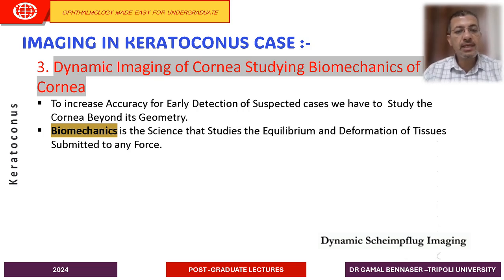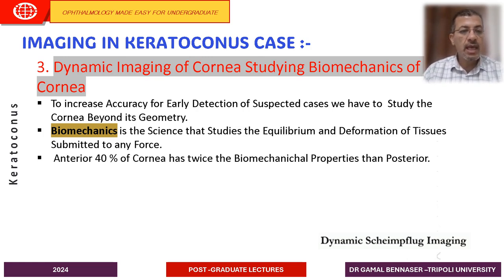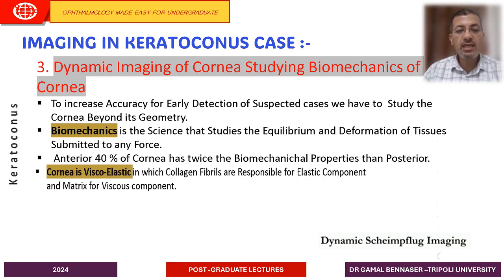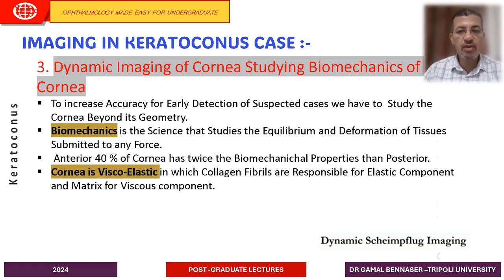So biomechanics is the science that studies the equilibrium and deformation of tissues submitted to any force. And as you know, the anterior 40% of the cornea has twice the biomechanical strength of the posterior part of the cornea. That's why we are concentrating, especially in cross-linking, on making the posterior part of the stroma stiffer than normal, so as to prevent the progression of keratoconus.